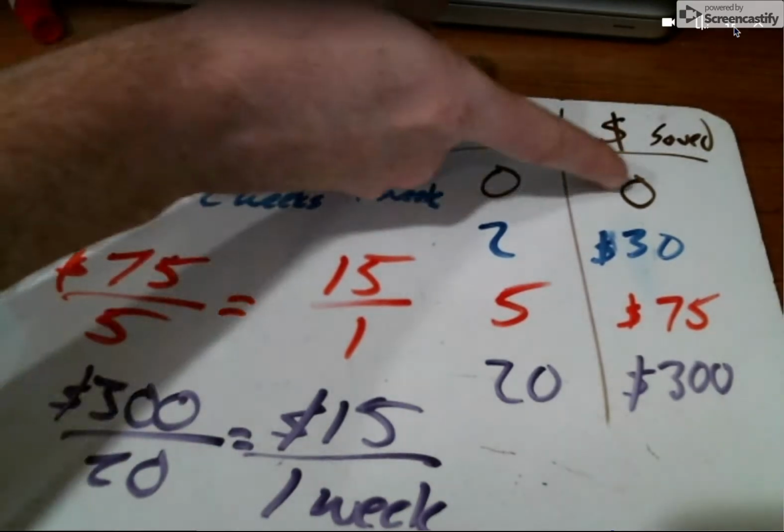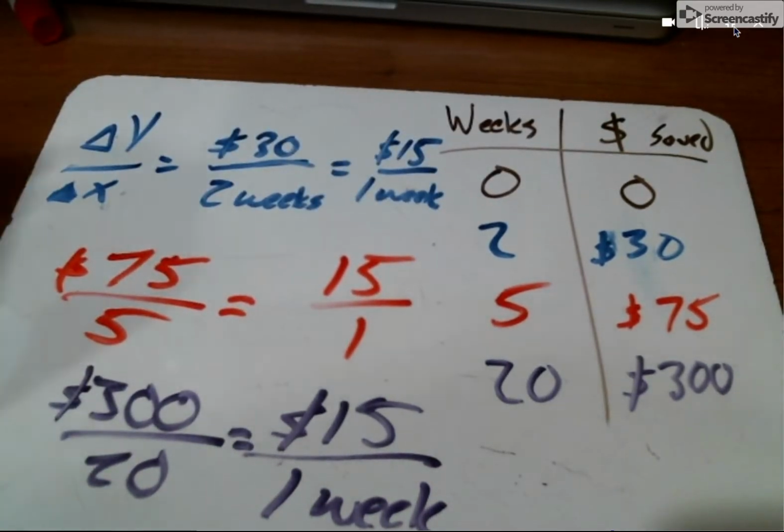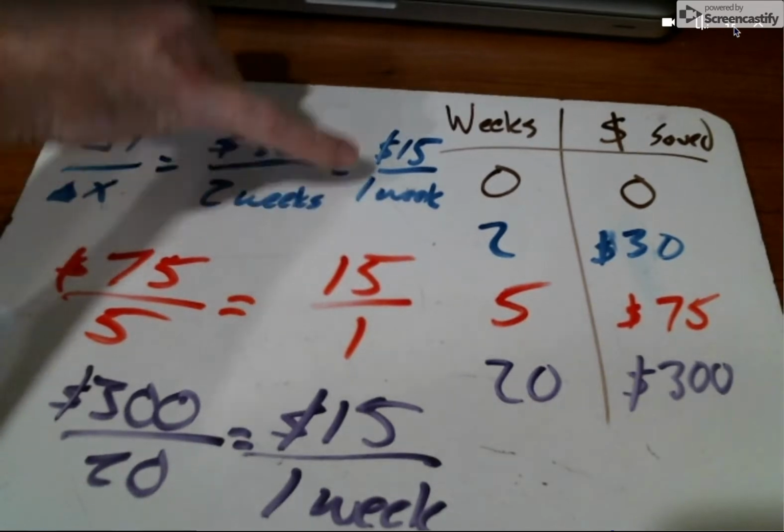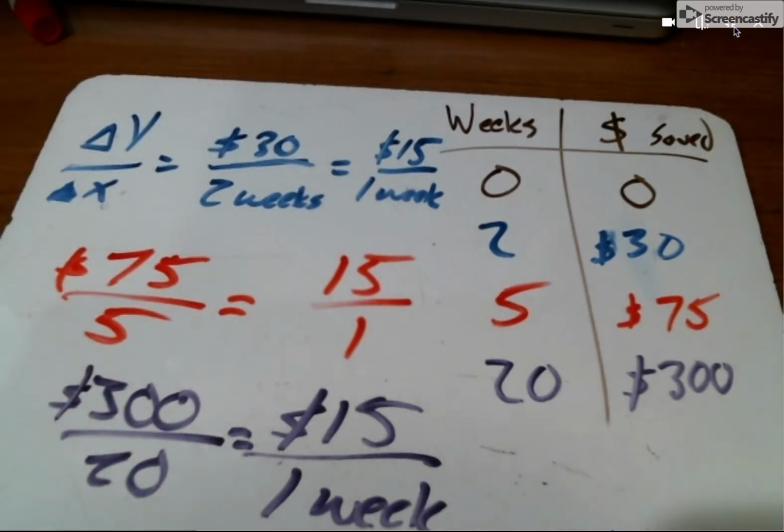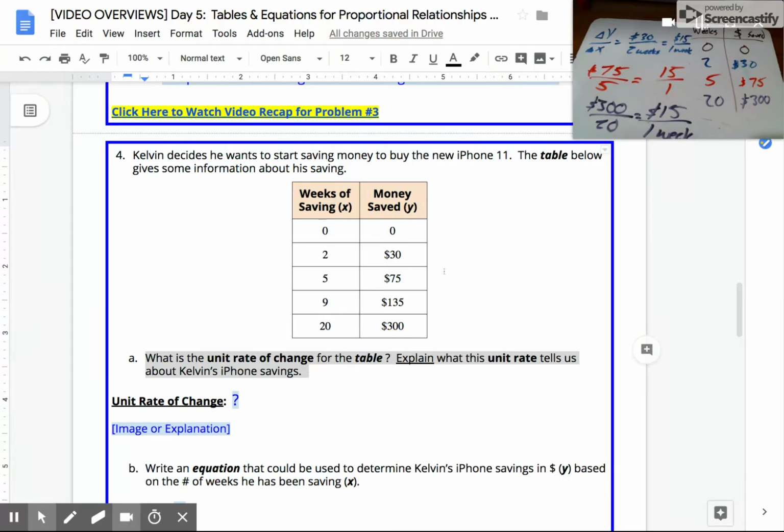The ratio remains constant between Y and X. Every single time we bring in another 1 week, we're adding another $15, and that's our rate of change. So $15 per week in savings is our unit rate of change. If you were specific with this detail, you wouldn't even need to provide much of an explanation. You'd be good to go. You could just say $15 per week in savings already explains what the unit rate tells me about Kelvin's savings, so I don't even need my explanation.